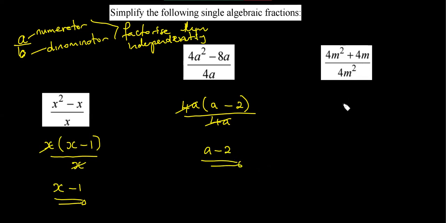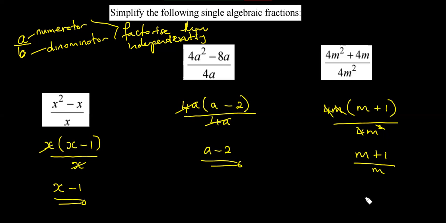Then let's look at here again, same story. We can see that what's common here is 4m. So we're going to take 4m outside, and we're left with m plus 1. Then we have 4m squared. But now we can see that we cancel 4, yes, m, but now m will cancel the power there, and you're left with 1m there. Our answer now becomes m plus 1 over m. That will be our answer.